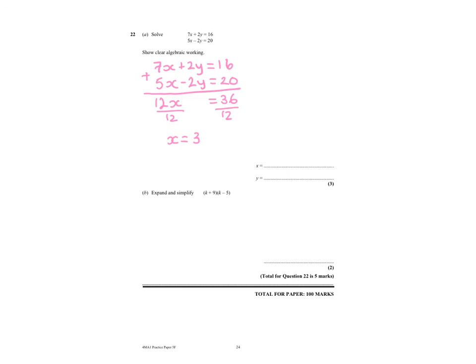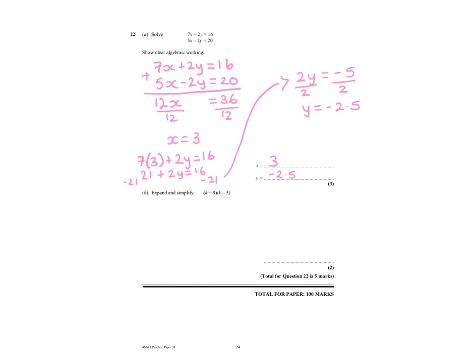Now that I have x equals 3, I can substitute x equals 3 into one of the equations. If I substitute it into the first equation, 7 lots of 3 plus 2y equals 16. 7 lots of 3 is 21, plus 2y equals 16. I'm going to minus 21 from both sides. 21 minus 21 is 0. I'm left with 2y equals 16 minus 21, which is minus 5. Divide both sides by 2 to find out what y is. So y equals minus 5 over 2, which is minus 2.5.